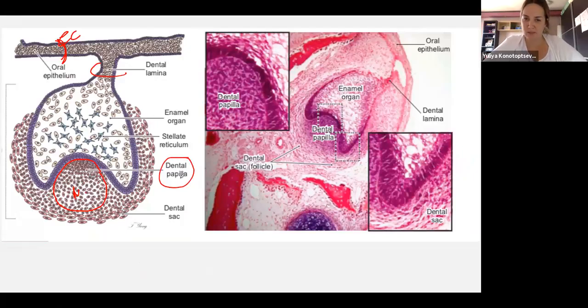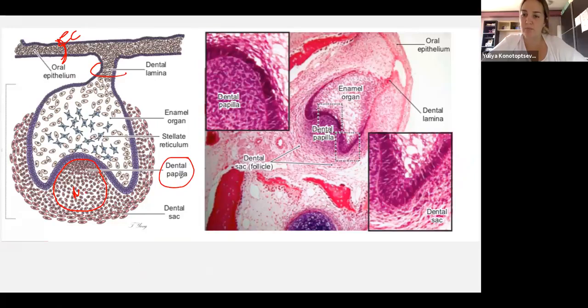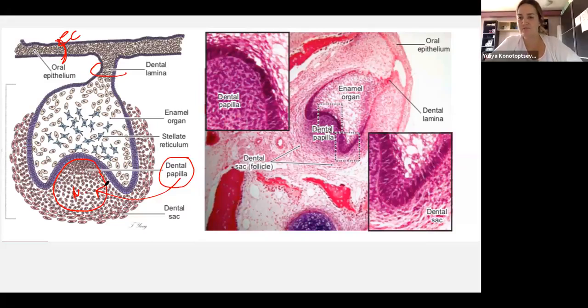Mahdi, tell me, what does dental papilla consist of? Like in adults, it consists of the nerves and some arteries. You're confusing with the pulp. Repeat the sentence that I just said. What does dental papilla consist of? Okay, yeah, here it consists of the migrating, what are they called? I forgot the name, to be honest. Neural crest cells. Yeah, neural crest cells.